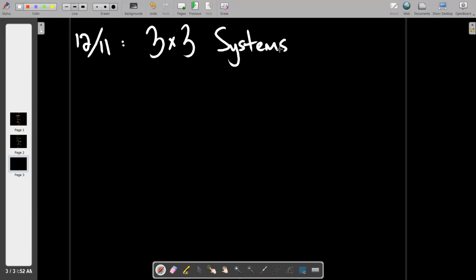So the idea here is that we're going to take a triple system, 3x3. You'll hear me call them triple systems. There's triple systems, double systems.